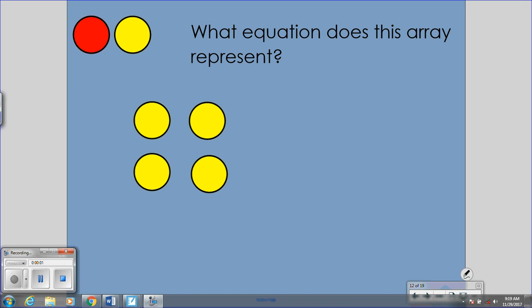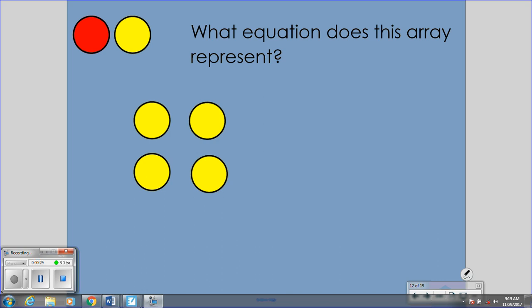Array made on your desk, as well as drawn in your agenda. Sorry guys, problem solved. You can figure out what I meant to say. As well as in your notebook. What equation goes with this array? What multiplication equation fits this array?